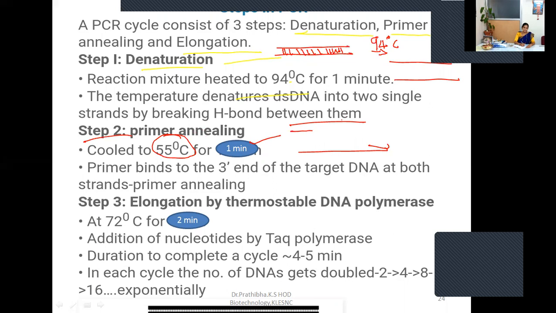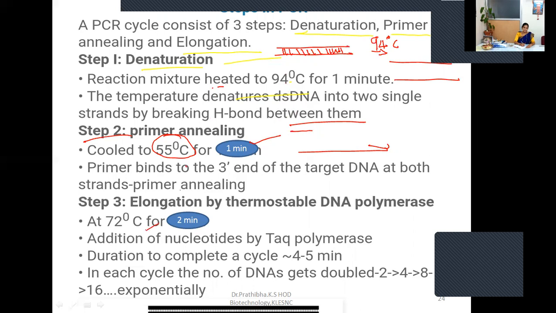Here I have shown one particular set. At a time, this process will be happening with many other DNA molecules. Right, 1 minute. And the primer binds to the 3' end of the target DNA at both strands. That is nothing but primer annealing. For example, these primers go and bind to the 3' end of the target DNA.